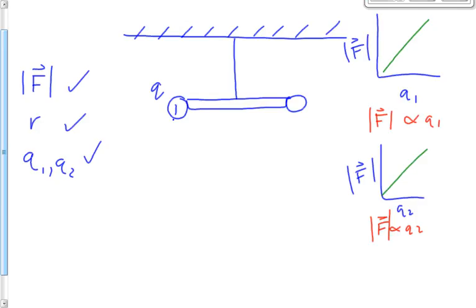What would be our control variables here? Manipulate Q2, F responds to that. Tyler, what's one control variable there? Good, R. And what's the other one? Q1 this time, right? Good.